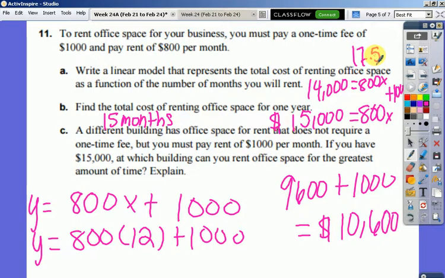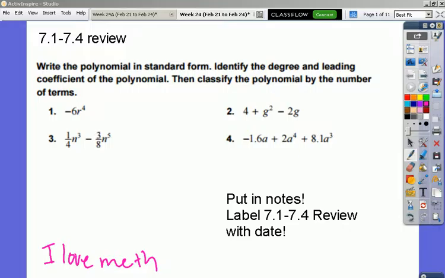So for the same amount of money, the second choice, even though it doesn't have that one set fee that you have to pay right away, you still can't rent it for as much time. One of them you can rent for 17 and a half months, the other one you can rent for 15 months. Does that make sense? So the first choice is the better deal. Yeah? Do you feel okay about everything from 4-1 to 4-4? Okay.